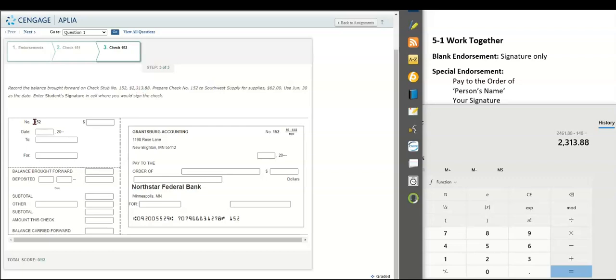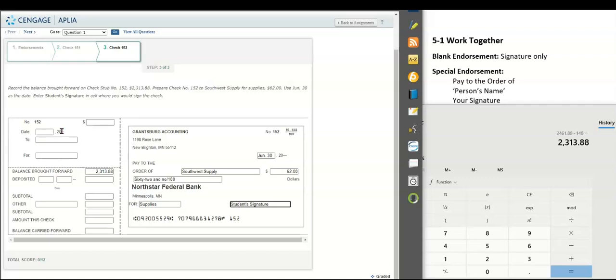So right here, check stub number 152, balance brought forward, 2313.88. Prepare check number 152 to Southwest Supply, and it's for $62. It was for June 30th again. I'm going to spell out 62, 62, and no 100. It is for supplies. And remember, when you sign your check on the computer, you're going to write student's signature.